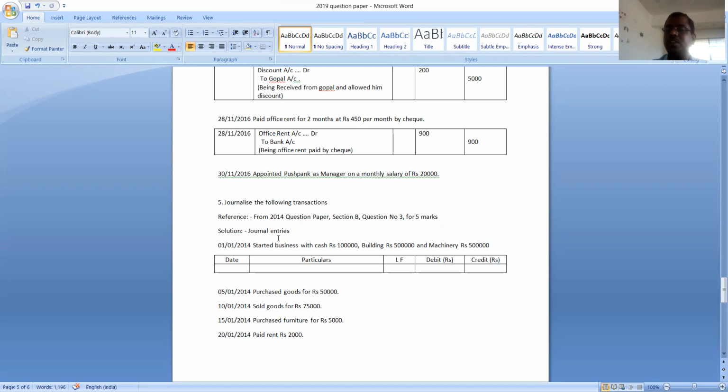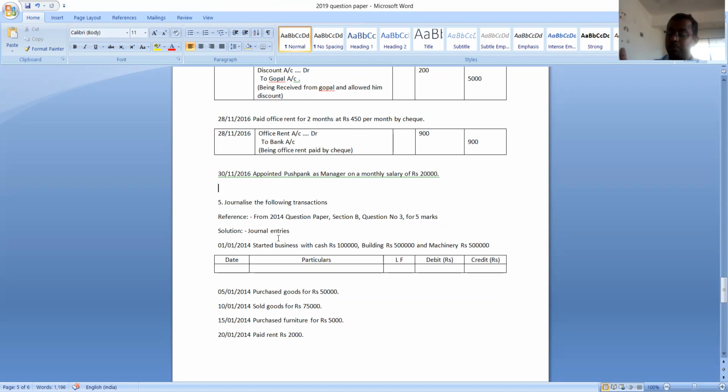Here representative personal account is not important for us. Whichever personal account it is, it may be natural personal account, artificial personal account, or representative personal account, but we must know that capital account is a personal account. So it is my sincere request and serious advice to all of you.